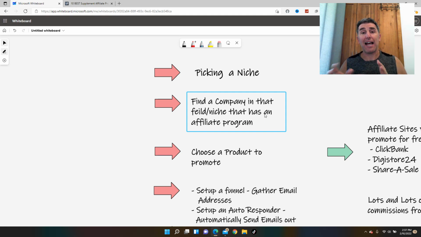Regardless of how you get approved, once you are approved, or before you get approved actually, make sure you read the affiliate contract: what they expect from you, what they're willing to pay you, how they're willing to pay you, and what they will and will not allow you to do in the promotion of their product or services.